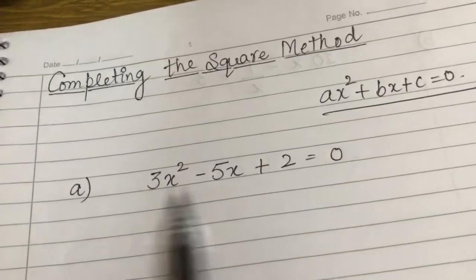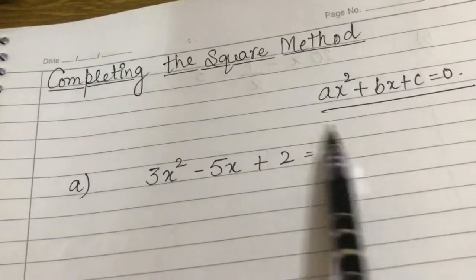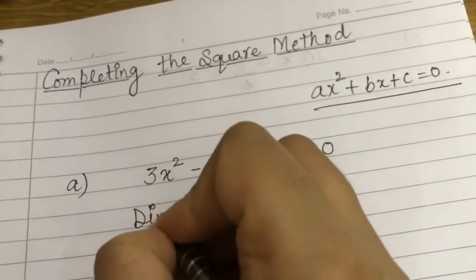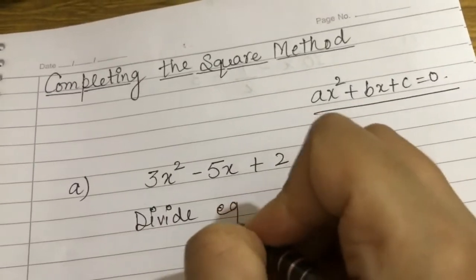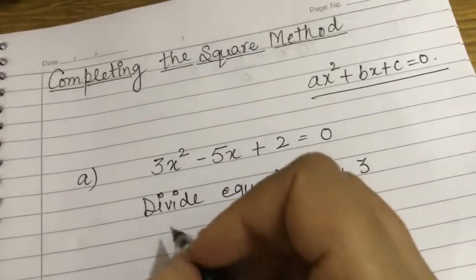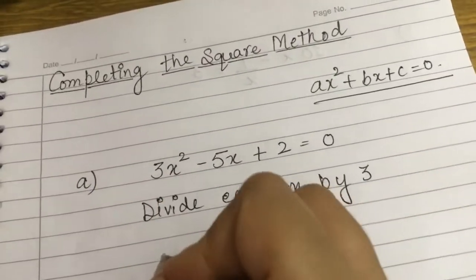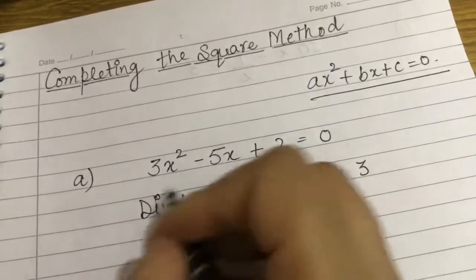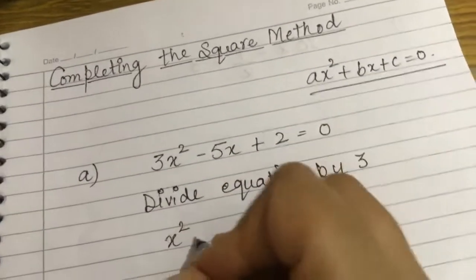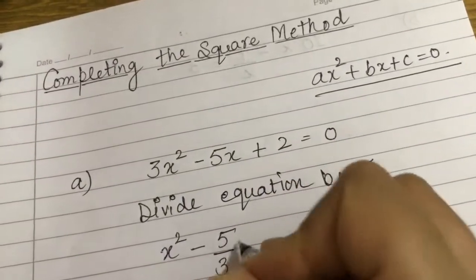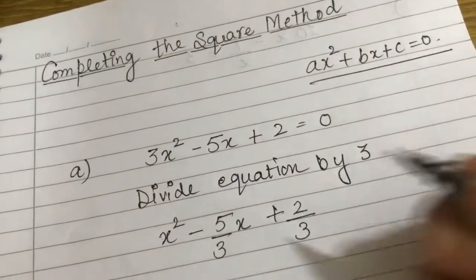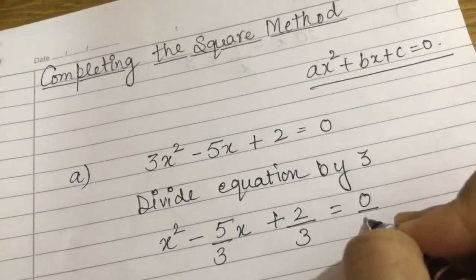So what will you do to make it 1? You will divide this whole equation by 3. So the first step would be: divide the equation by 3. Okay, so now what will you get after dividing by 3? When you divide it by 3, this 3 will be removed from here, so it will be x square. Now here 5 upon 3x plus 2 upon 3, as we know that 3 cannot divide them, is equal to 0 upon 3.